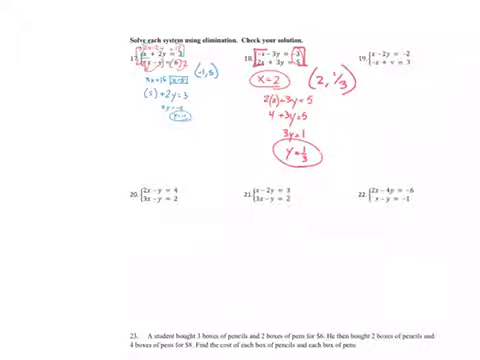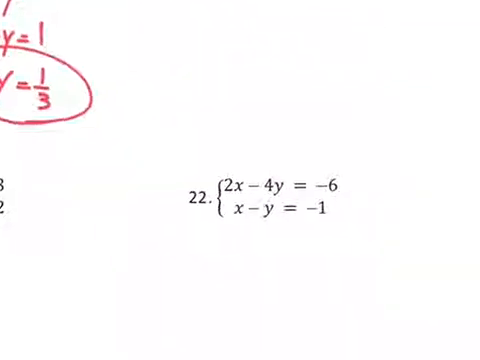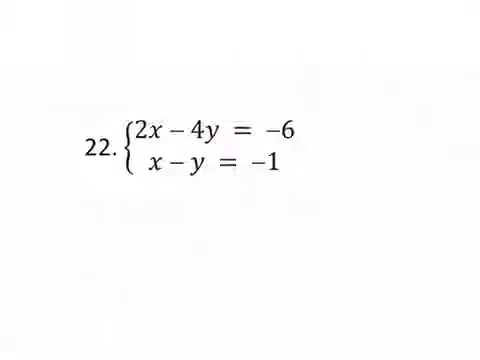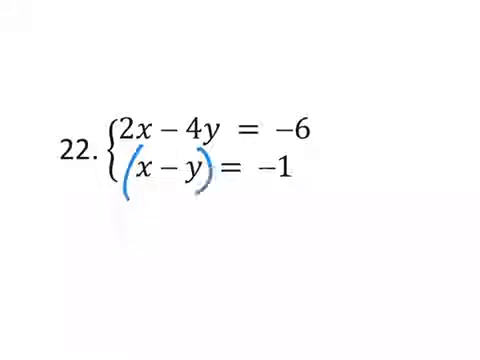But just keep in mind that you have options on these. So, for example, this one here, you could either choose to cancel out your x's by multiplying the bottom equation by 2. You could choose to cancel out your y's by multiplying your bottom equation by a negative 4 to get this to become a positive 4. All right, let me show us that one.